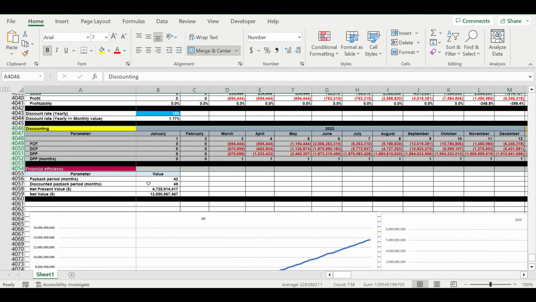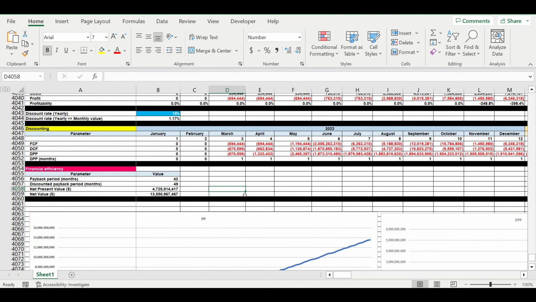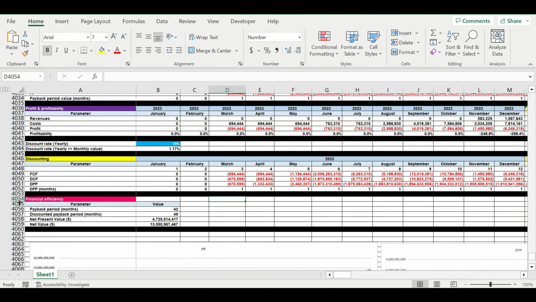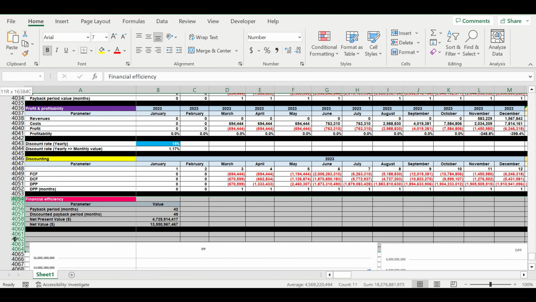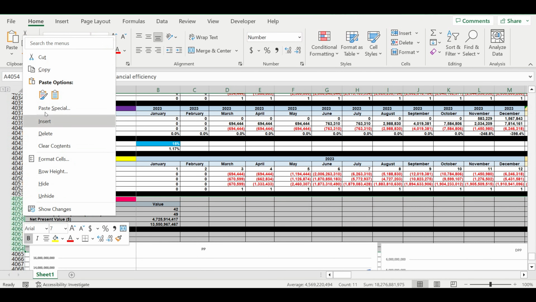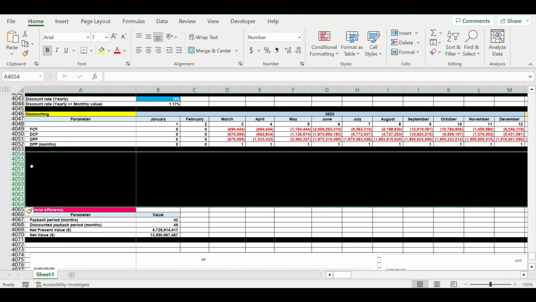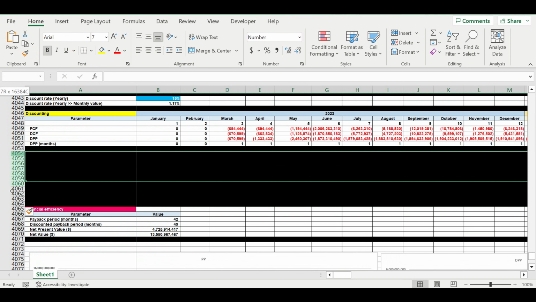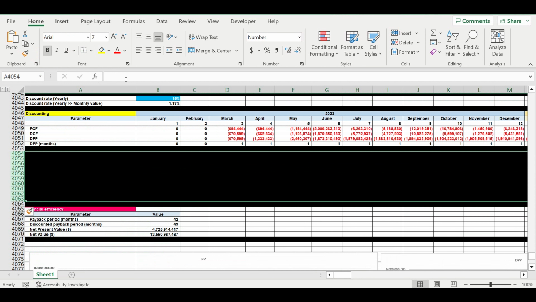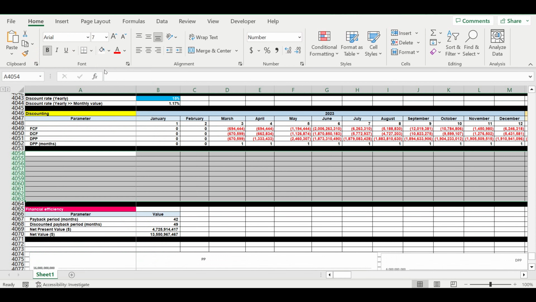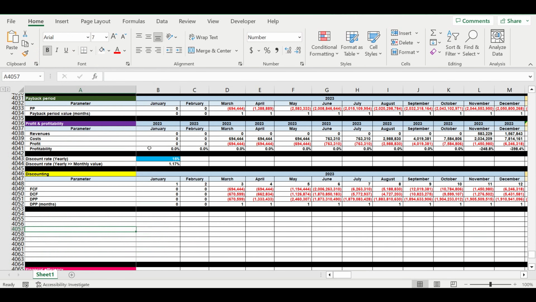And now let's talk about loan coverage ratio. So this is a very simple ratio, so let me just add some lines here. Let's create a new table here.